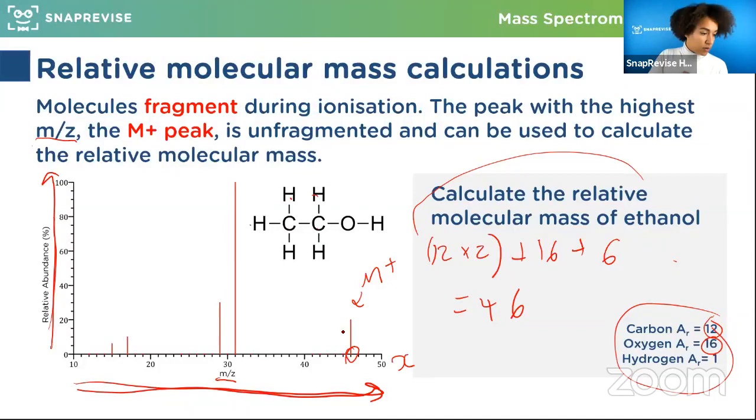I don't get how you do it through the graph. So through the graph, the M plus peak, the peak with the largest MZ, the largest mass to charge ratio, is the one furthest to the right, right? Because here we've got 10, 20, 30, 40, 50. So the largest mass to charge ratio is the molecular mass.